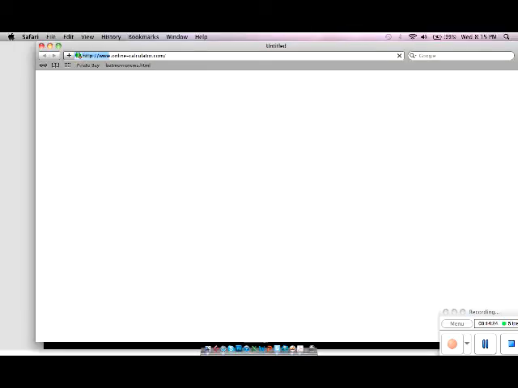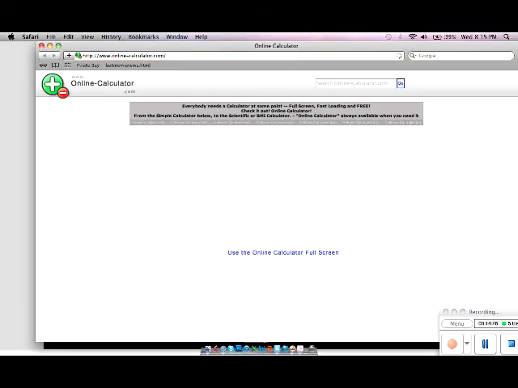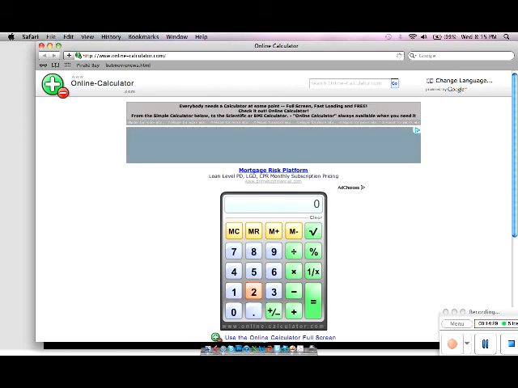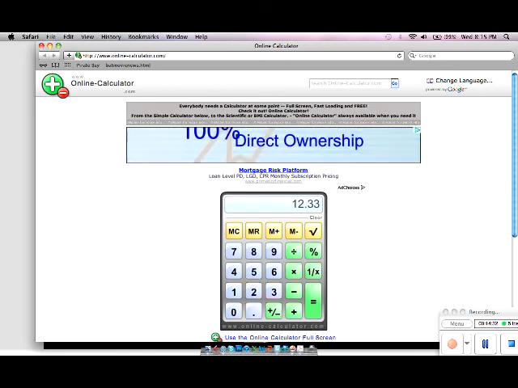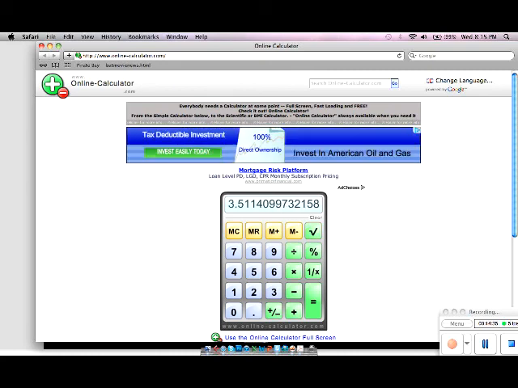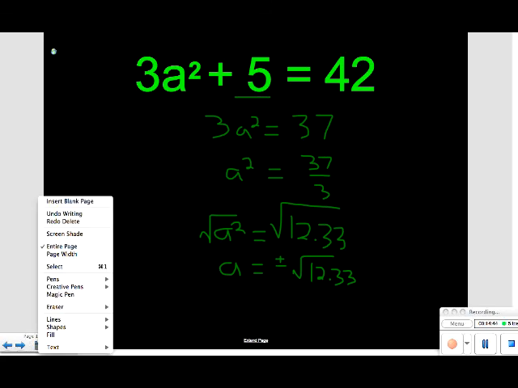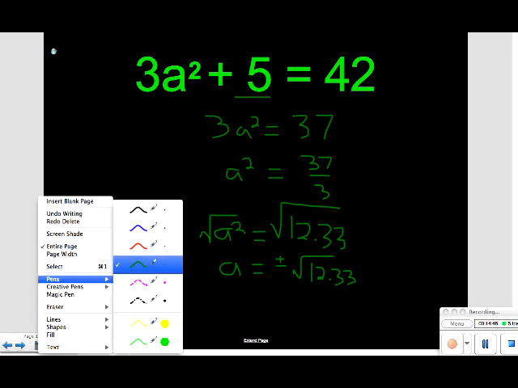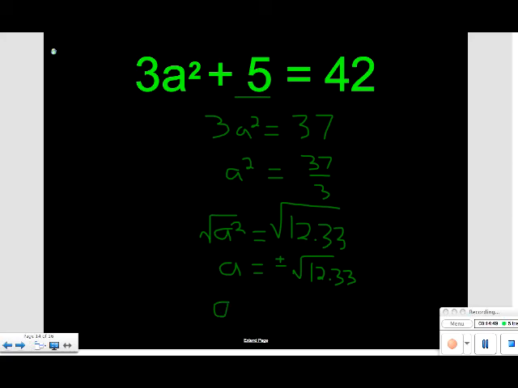Again, we're going to need a calculator, so I'm going to go to my trusty calculator website. Once it loads, there we go. 12.33, and I want to take the square root of it. 3.5114409. Okay, so I'm going to round this to the hundredth, which means I'm going to get 3.51. So I'm going to say that a is not equal to, it's about, positive or negative 3.51.